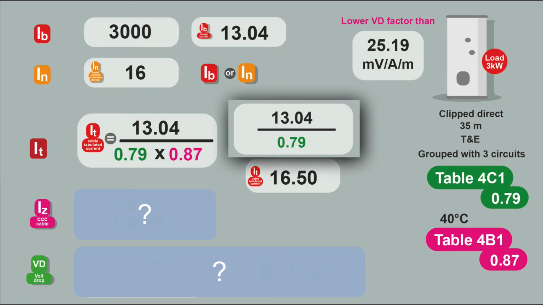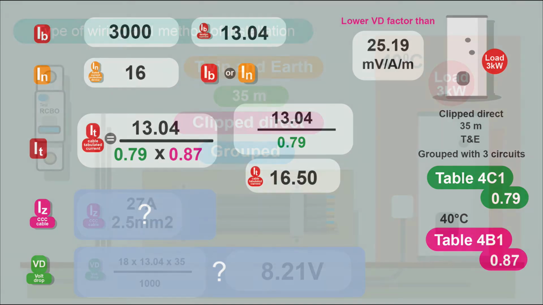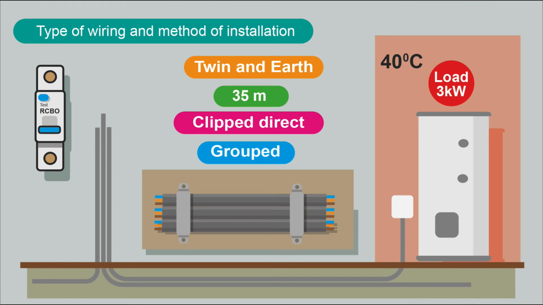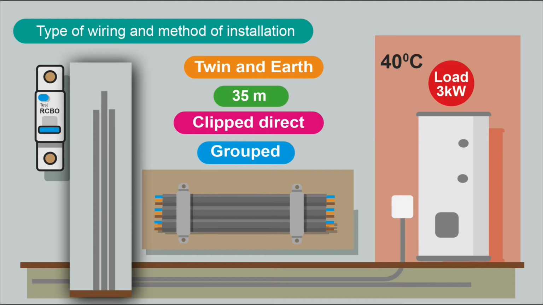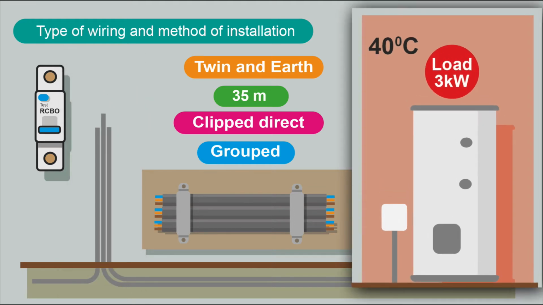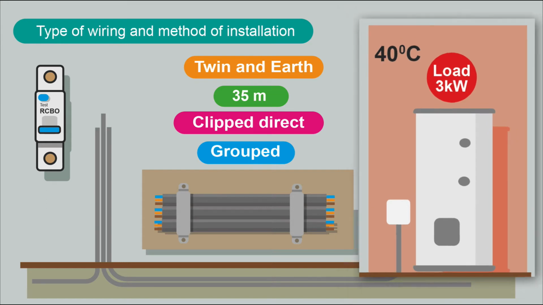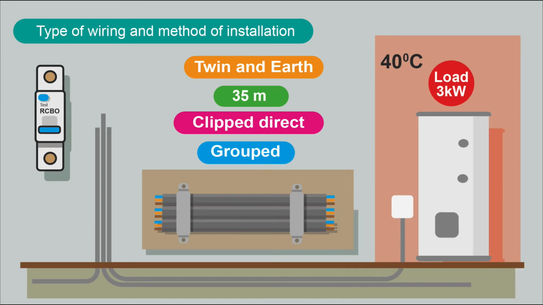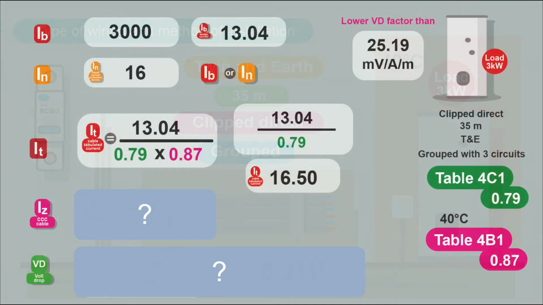Now you'll notice I've only got the one factor here, 0.79. If the grouping and the ambient temperature were in the same location, we'd combine the 2 factors. But because the grouping is in the consumer unit cupboard and the ambient temperature is in the cupboard where the immersion heater is, they're 2 separate locations. So we don't combine the correction factors. We just select the correction factor that derates the cable the most, the lower number. 0.79 is lower than 0.87, so that's the correction factor that we use.